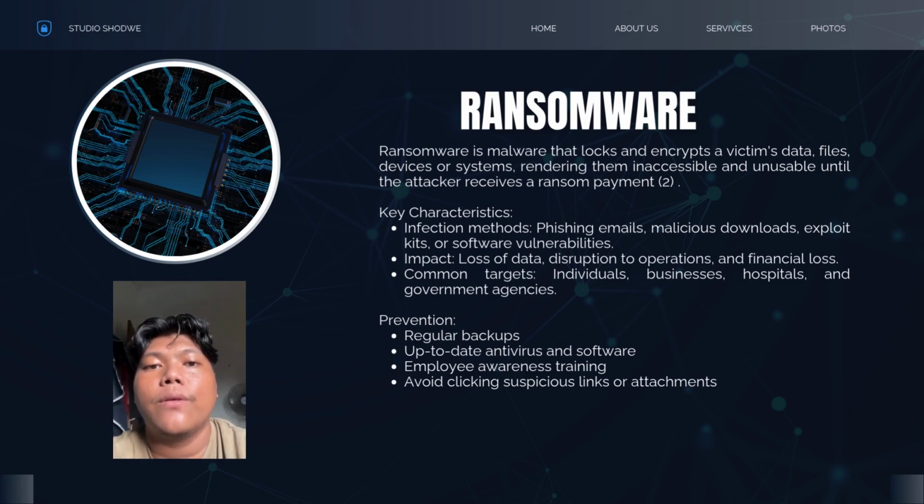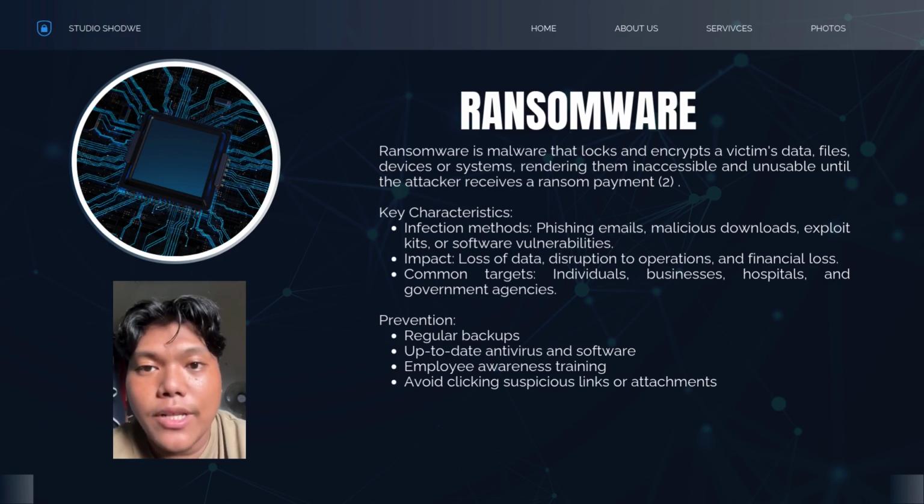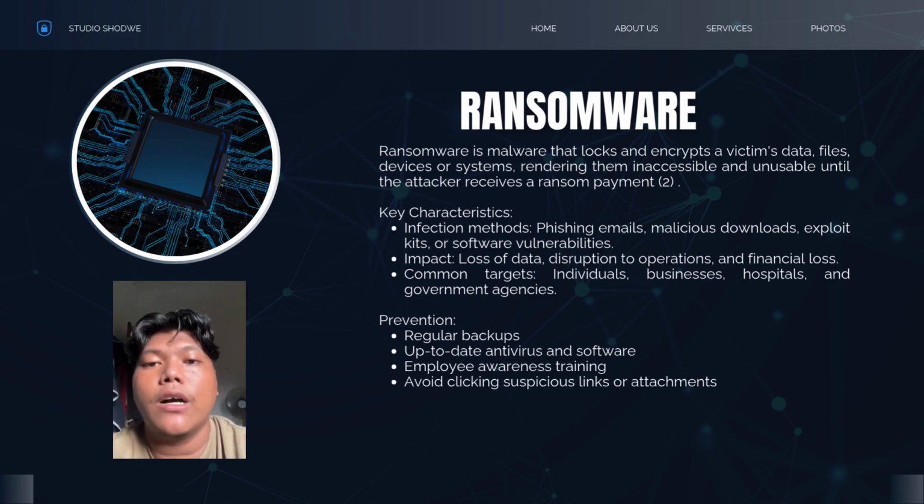A well-known example is the WannaCry ransomware attack in 2017, which affected hundreds of thousands of computers in over 150 countries, including hospitals, companies, and even government offices. Ransomware is especially dangerous because paying the ransom does not guarantee you will get your data back. In many cases, the files are lost forever. To protect ourselves, we should always back up our data, update our system regularly, avoid clicking suspicious links, and use antivirus software.